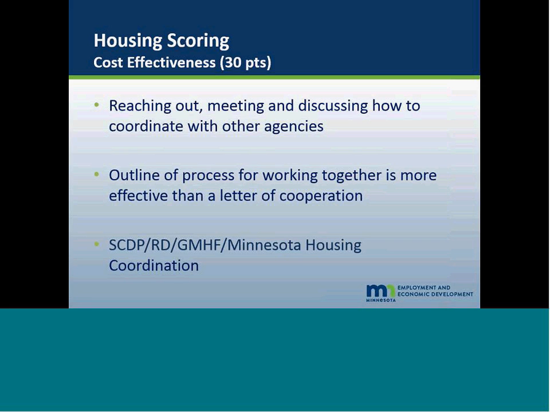Outlets for working together is more effective than a letter of cooperation. It doesn't mean that we don't want a letter of cooperation. We want that too. So you elaborate on that. Other agencies, RD, Greater Minnesota Housing Fund, housing. Those different agencies that you can coordinate with, so it would increase your effectiveness.